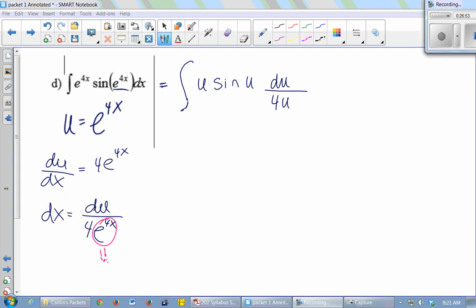So you can either have left this u as an e to the 4x and this as an e to the 4x and cancel those, or make them both u's and cancel those. As long as at some point you recognize that what's up here and what's down here are the same thing, then they can cancel.